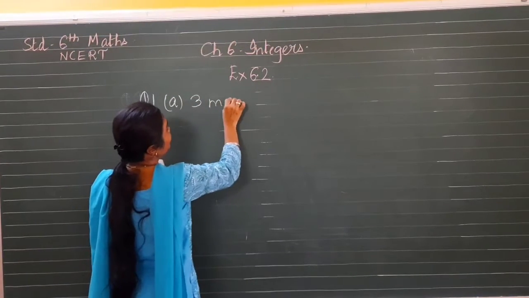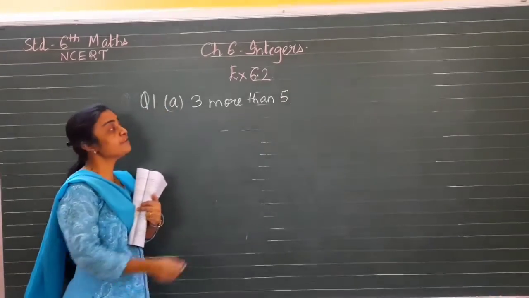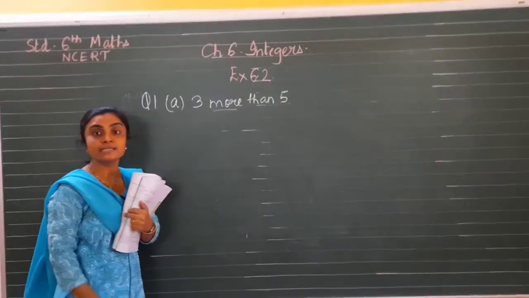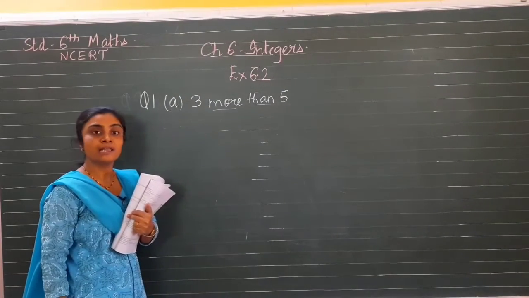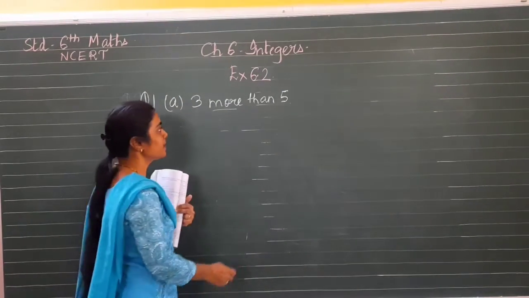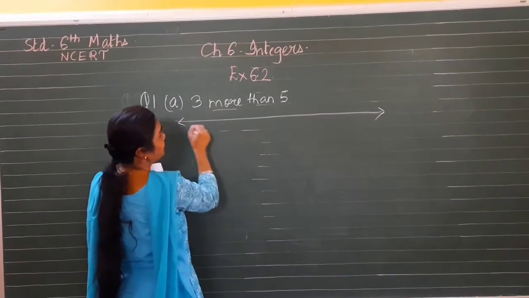3 more than 5. Now you have to keep it in mind, if the word more is written, you have to go towards the right hand side, and if the word less is written, you have to go towards the left hand side of the number line. Now 3 more than 5, we will draw it on the number line.